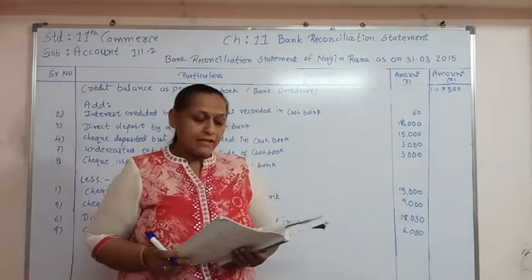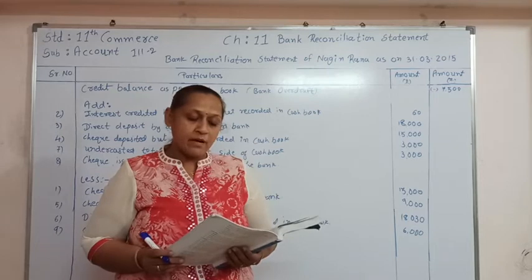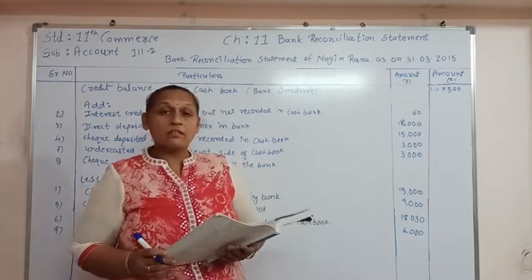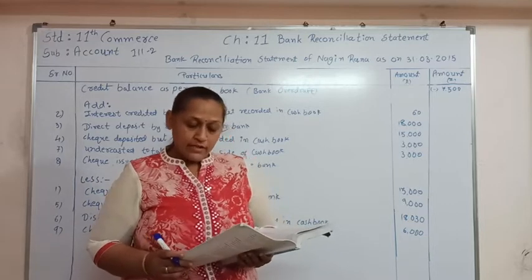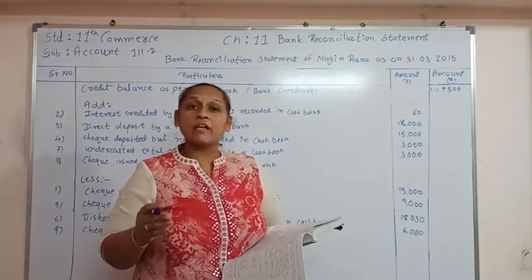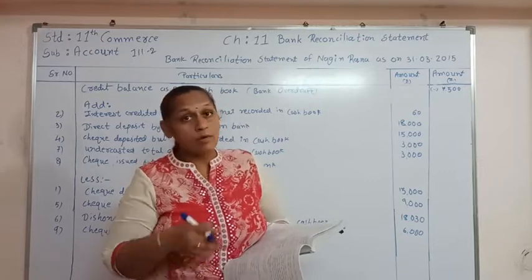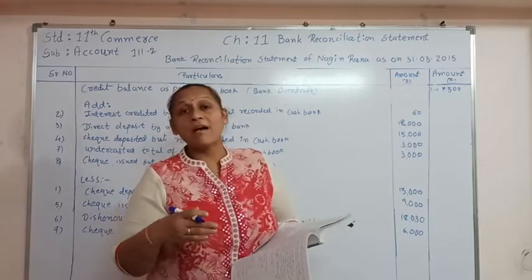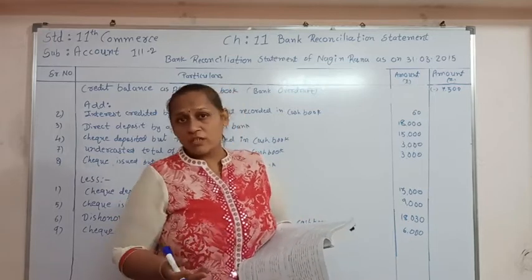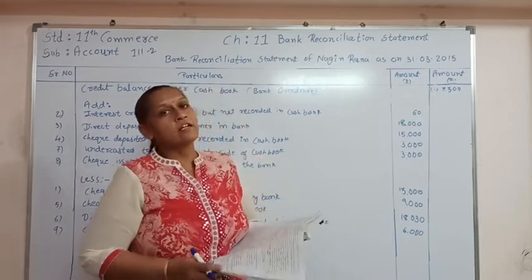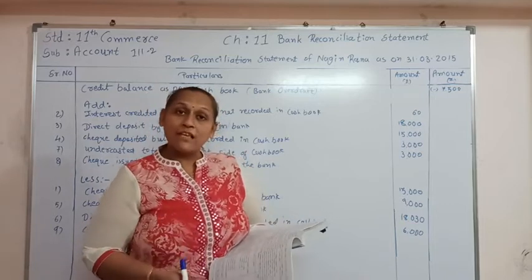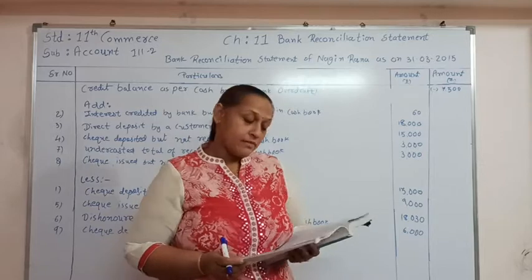Number 10. Bank commission of rupees 60 debited by bank but not recorded in the cash book. So the bank commission is already debited by the bank. So the balance is less by 60 rupees, but in the cash book it is not written. So we will write it in the cash book so the balance will be the same. So here we have to deduct the same amount to make the balance the same.